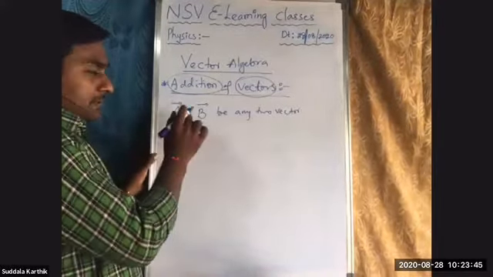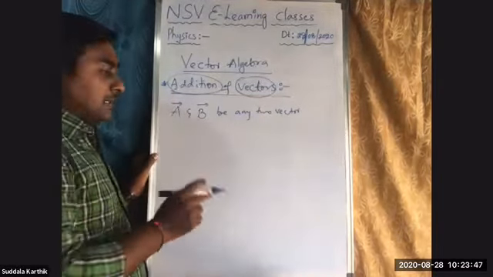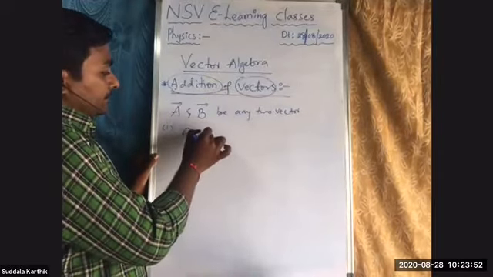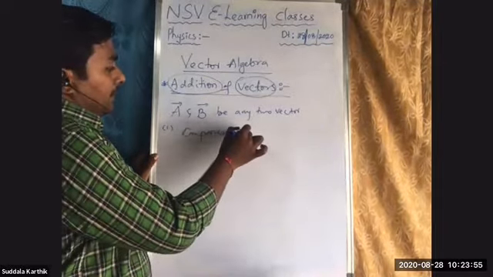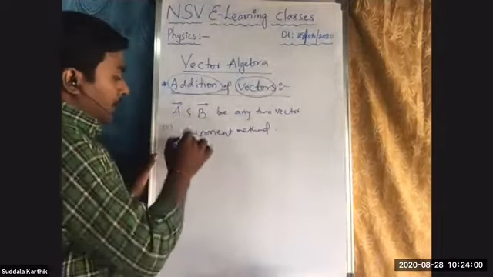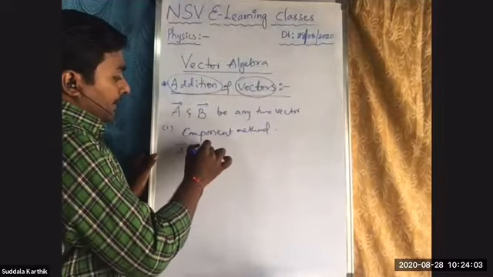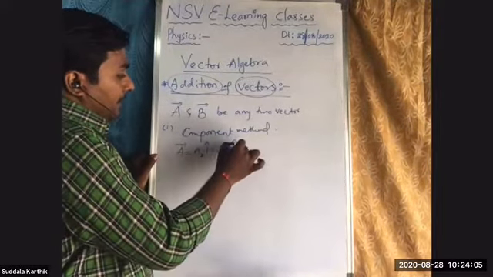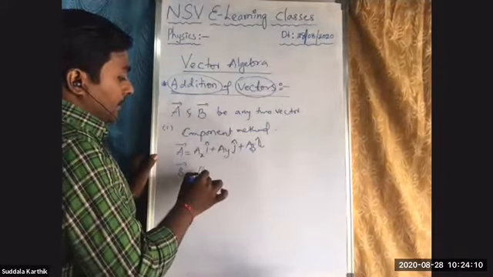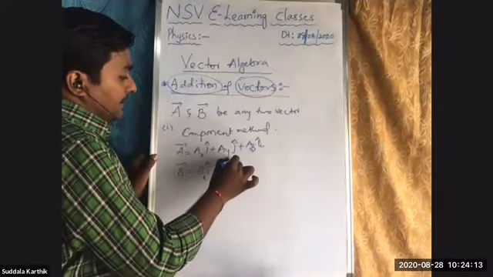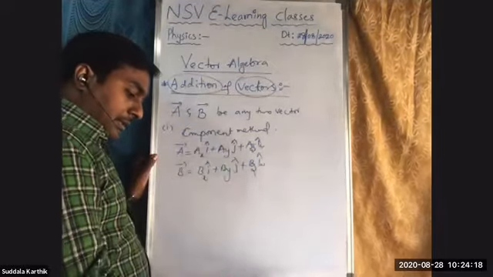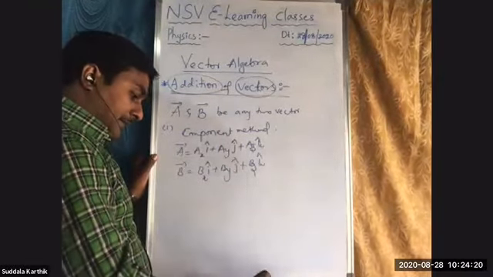Generally there are two different ways to add those two vectors. The first method is the component method. Suppose they are given in component form: a bar equals ax i cap plus ay j cap plus az k cap, and b bar equals bx i cap plus by j cap plus bz k cap. Then I want to add these two vectors.